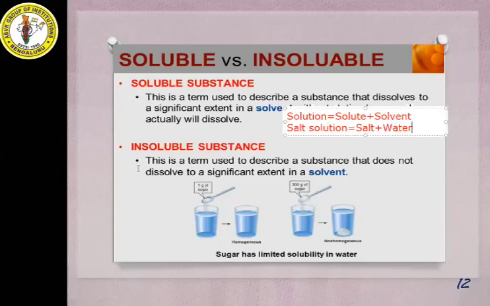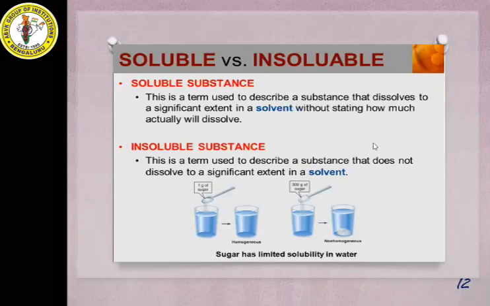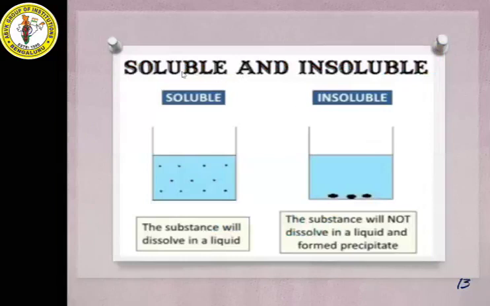Next, insoluble substances is a term used to describe substances that do not dissolve to a significant extent in a solvent. The solvent is nothing but water. Substances which will not dissolve in water up to a certain extent are called insoluble substances. Here you can see soluble and insoluble. Soluble substances will mix homogeneously. Homogeneously means completely, with all the solution particles it will mix. But insoluble substances will not dissolve, they will settle down.